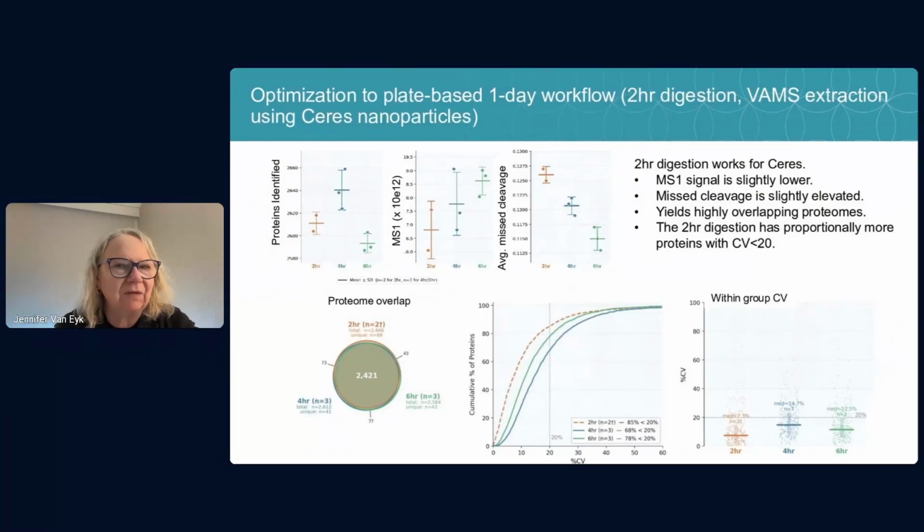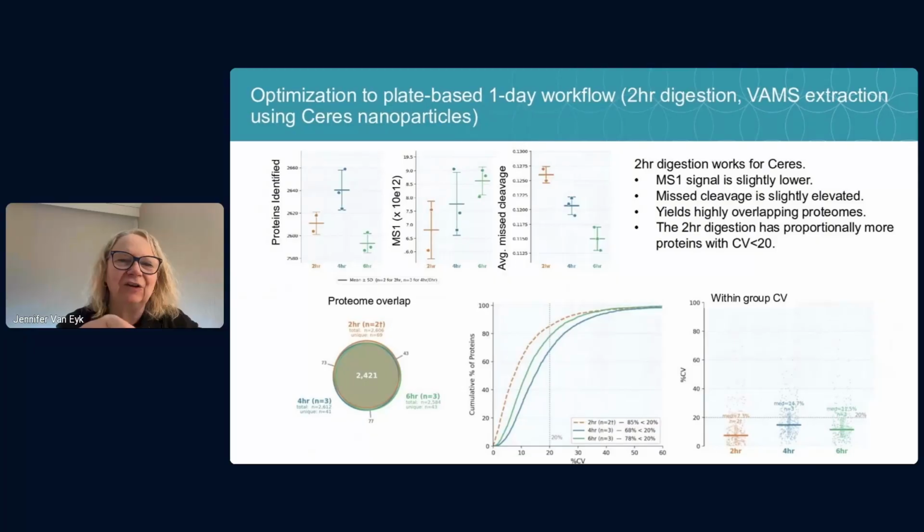So our optimized method is now 2 hours. We can probably go down faster if we want, but that is a day workflow. So we want to be able to do two sets of samples per day on our automation system, and the 2-hour digestion works. And like I said, we could probably move it down even lower. Protein numbers are a little bit lower, but really marginally.